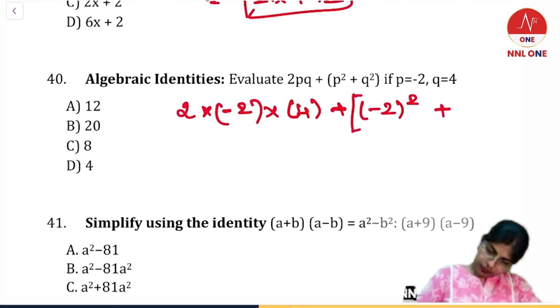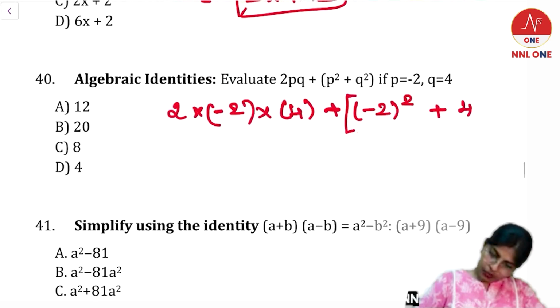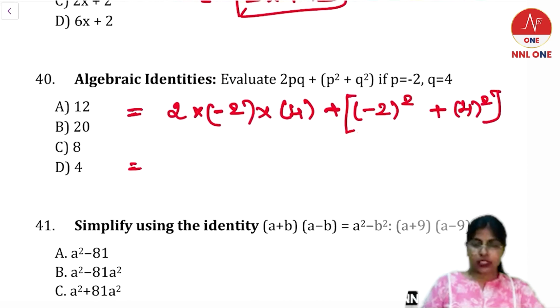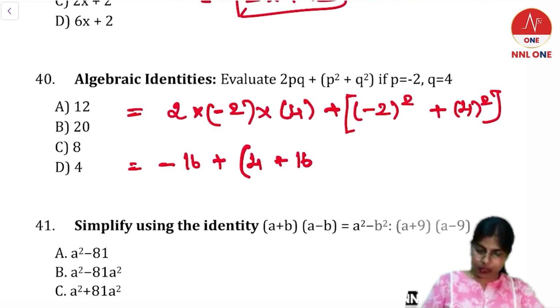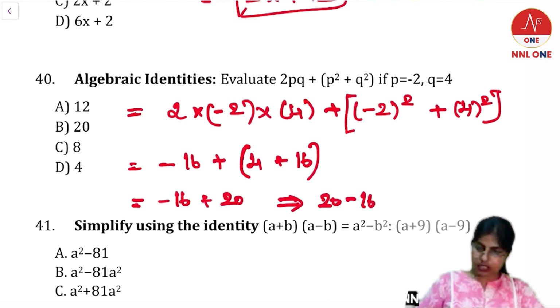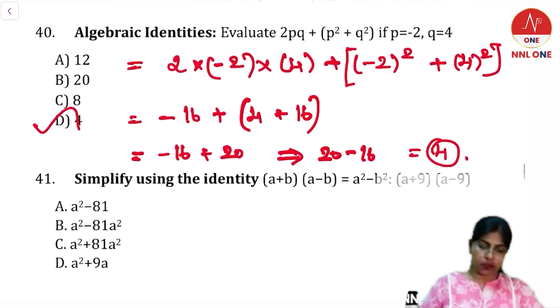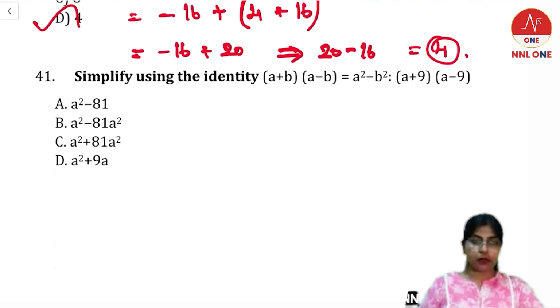plus q, 4 square. Okay. 2 into minus 2 it is minus 4. Minus 4 into 4 it is minus 16, plus minus 2 the whole square it is 4, plus 16. 16 plus 4 it is 20. Minus 16 plus 20 can be written as 20 minus 16. Right? 20 minus 16, the resultant answer is 4. So option D.